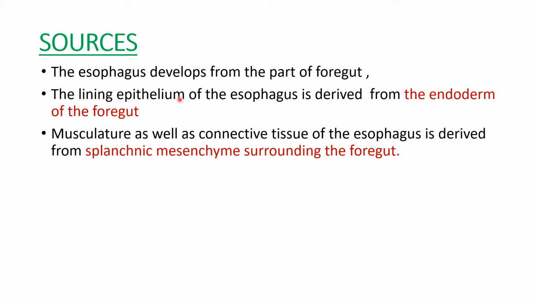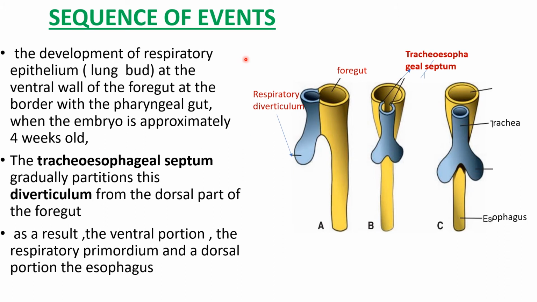So the lining of the esophagus is from the endoderm of the foregut, while the musculature and the connective tissue is derived from the splanchnic mesenchyme surrounding the foregut, meaning this is mesoderm, this is endoderm. So let's look at the sequence of the event.